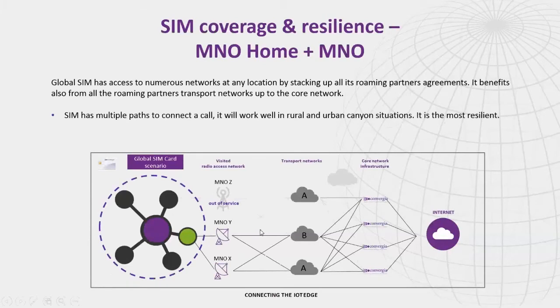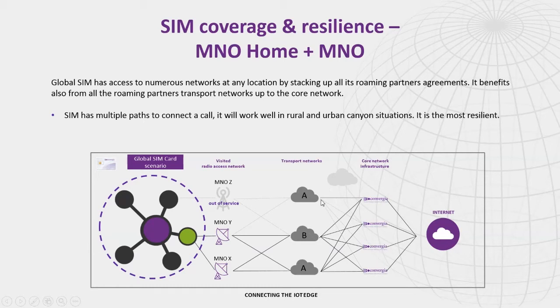So this creates more resilience. And this is the Convergia architecture. We have access globally to virtually all MNOs. So in that case, we try to connect to MNO Z. It's out of service. We have an option between Y and X. We can connect, since we have many carriers with us, with different MVNOs and MNOs, we have multiple access to different transport networks and different network infrastructure. So even if our core infrastructure is down, we have the other one.